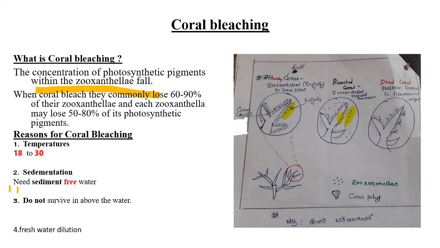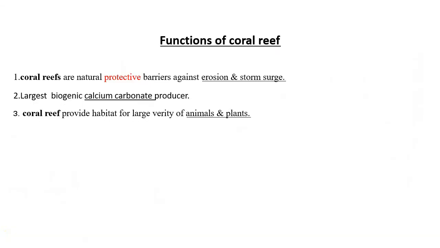Sediment-free water is needed. There is no muddy water needed here. Third one, it does not survive above the water. The coral reef will not survive above the water; it should always be below the water. And freshwater dilution: water dilution should be avoided.